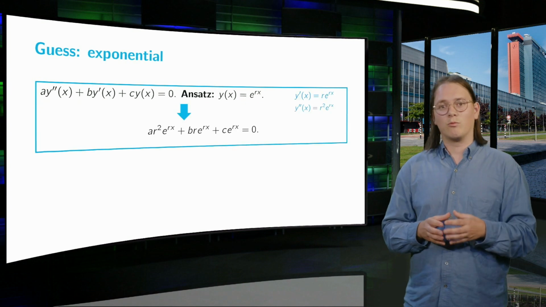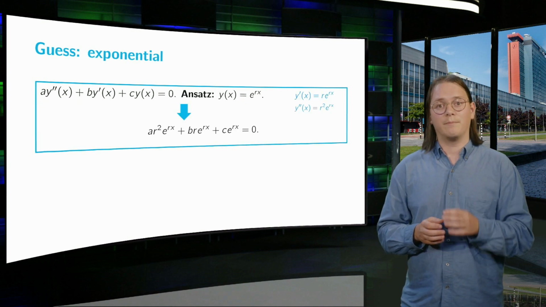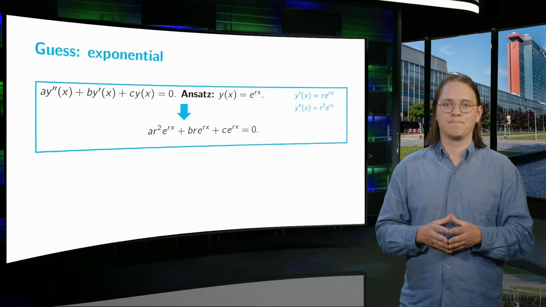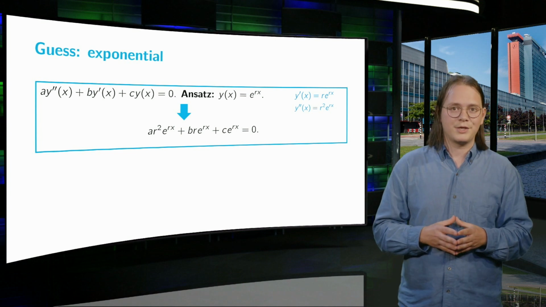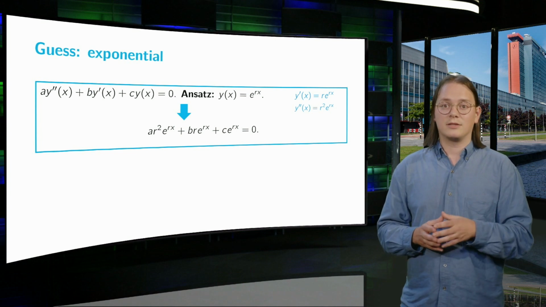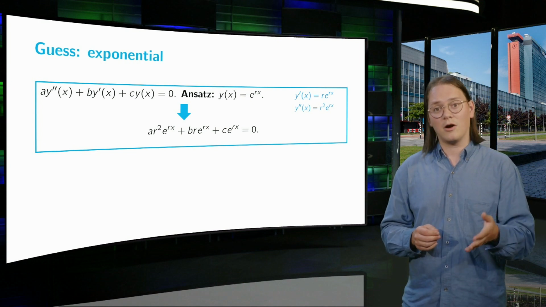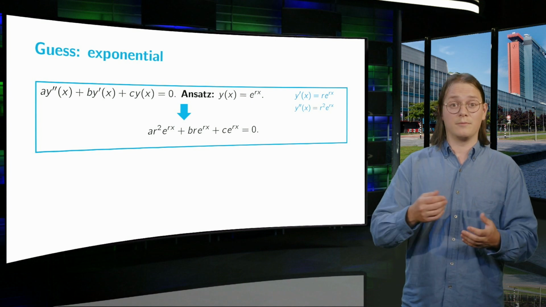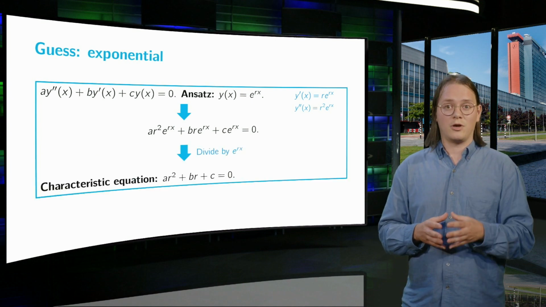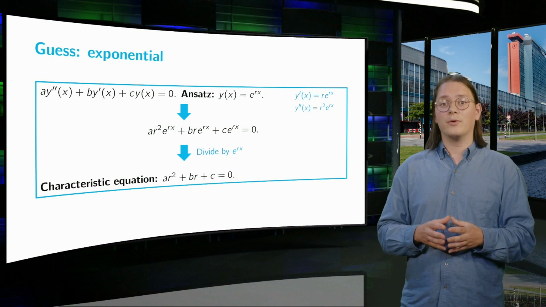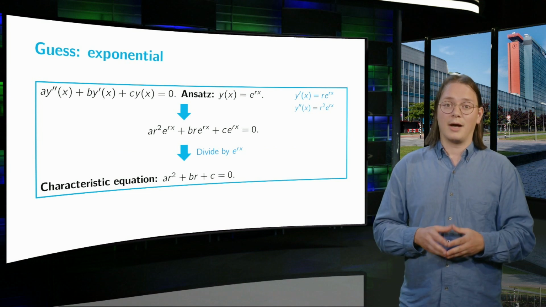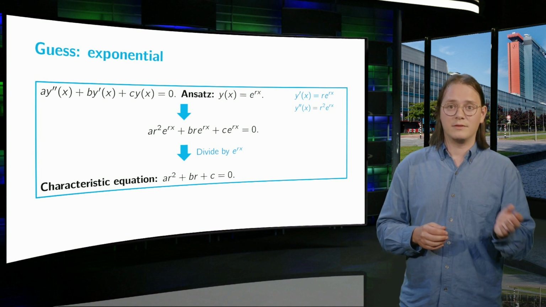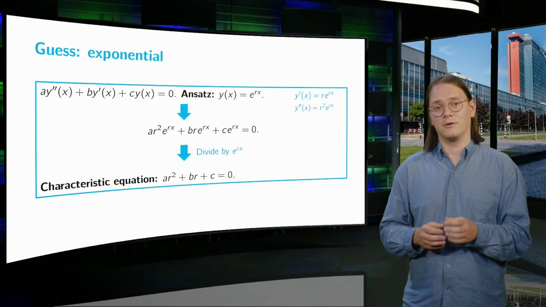In this case, y prime is given by r times e to the power rx, and y double prime is given by r squared times e to the power rx. Plugging this ansatz into our equation yields that a times r squared times e to the power rx plus b times r times e to the power rx plus c times e to the power rx is equal to 0. Since exponentials are, as you know, always non-zero, we can divide this entire equation by e to the power rx, which leaves us with a times r squared plus b times r plus c is equal to 0.